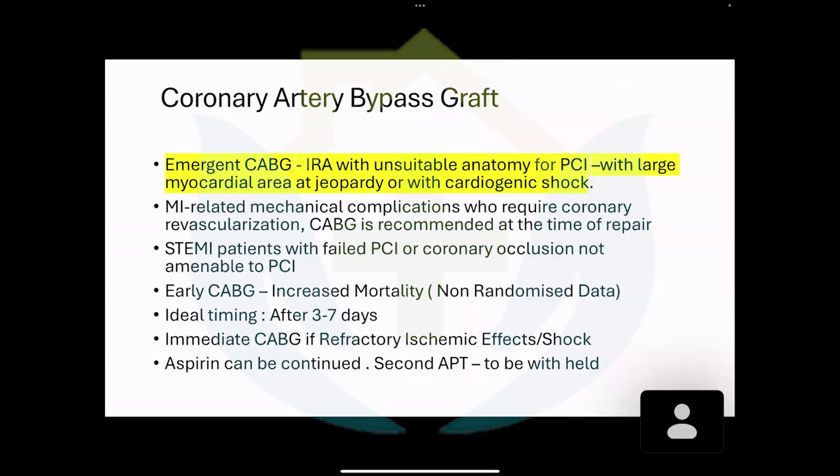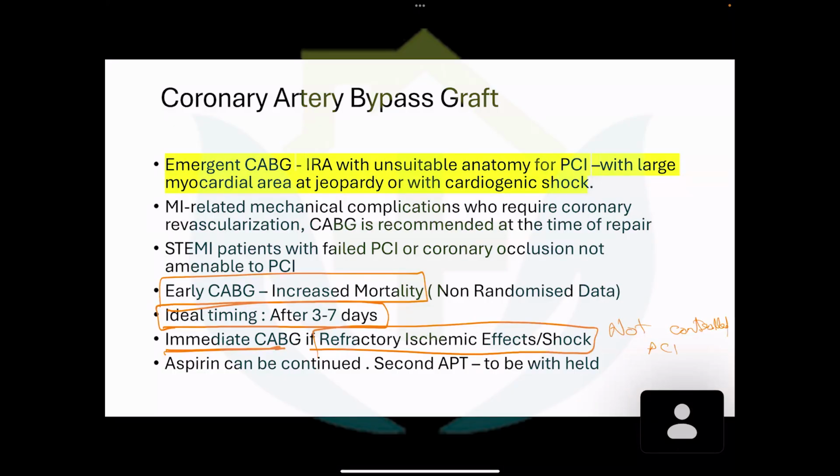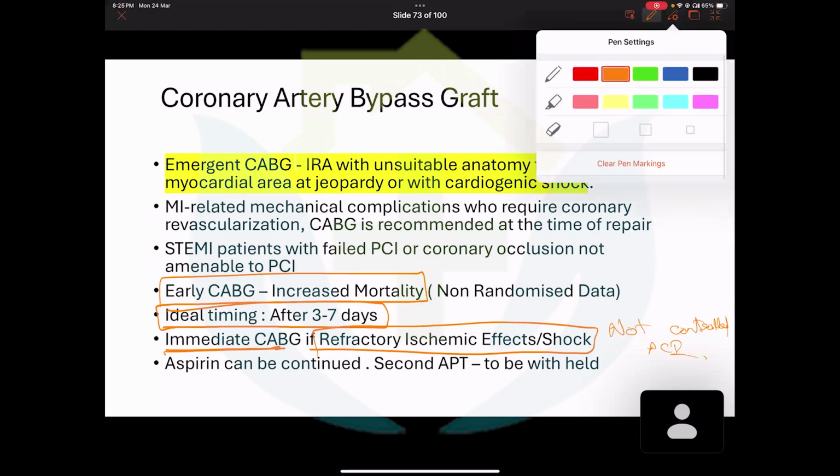CABG, for ICU people, you just have to inform the cardiothoracic surgeon, nothing else. Ideal timing is after 3 to 7 days once the patient has stabilized. Early CABG has increased mortality. Immediate CABG only if there is refractory ischemia or effects of shock which is not controlled by PCI. It is a very rare thing to do and it is usually not done because it is a surgery.